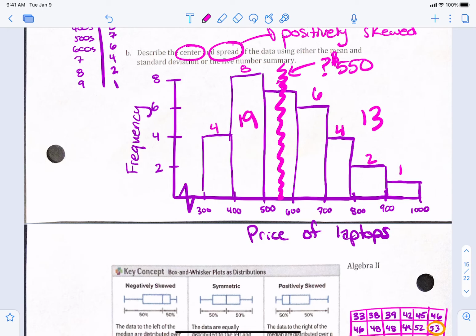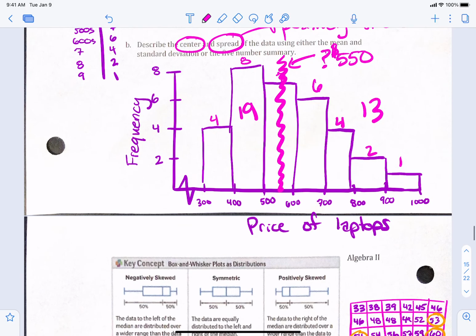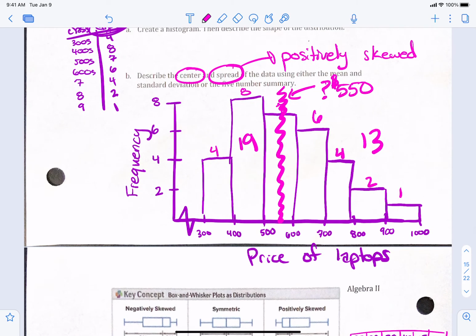So the center of your data or the middle of the line is going to be about $550 for a laptop. Does that make sense? You kind of look at the bars and how they're spread apart and you want to find the middle place, okay? Center and spread. It is positively skewed. Okay, good? Yeah? Okay, next.